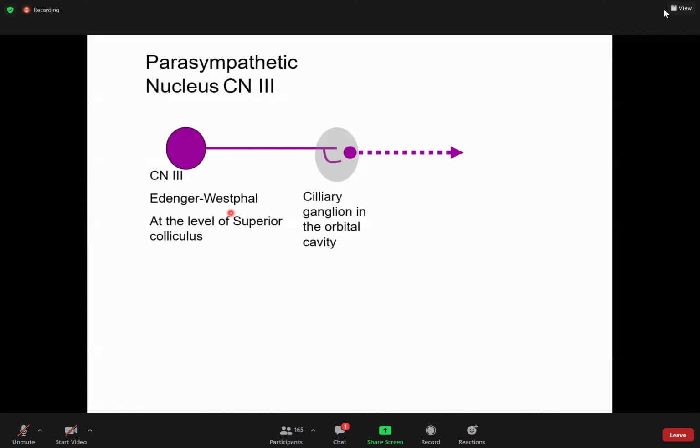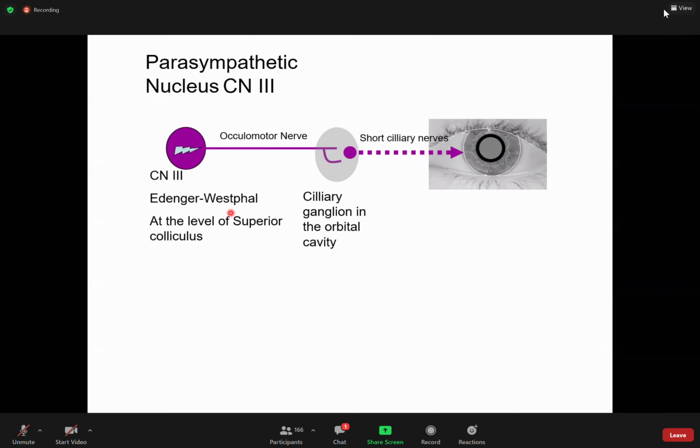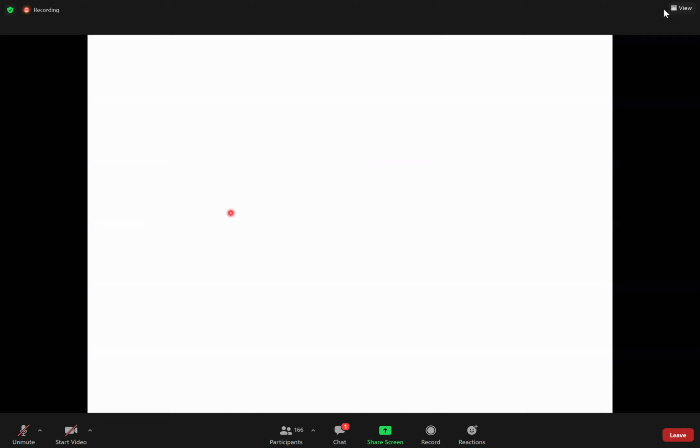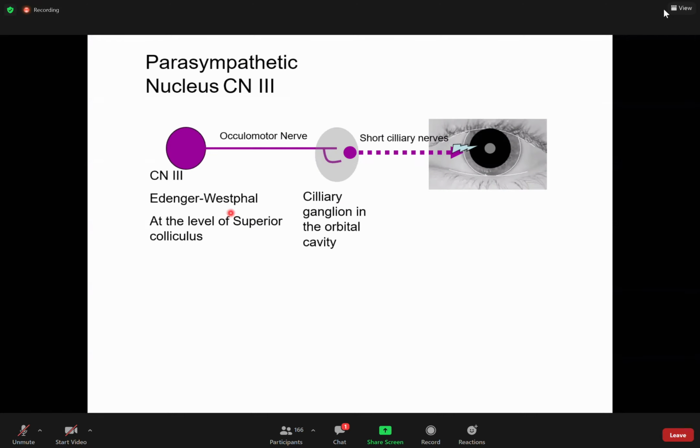And then from the ciliary ganglion, there would be postganglionic fibers, which are going to pass through the short ciliary nerves, and they are going to supply the smooth muscles in the eye, which will constrict the pupil. So there is pupillary constriction, and there is also the ciliary muscles, which will make the lens more convex, so it helps in accommodation. So these short ciliary nerves are going to supply two muscles inside the eye.